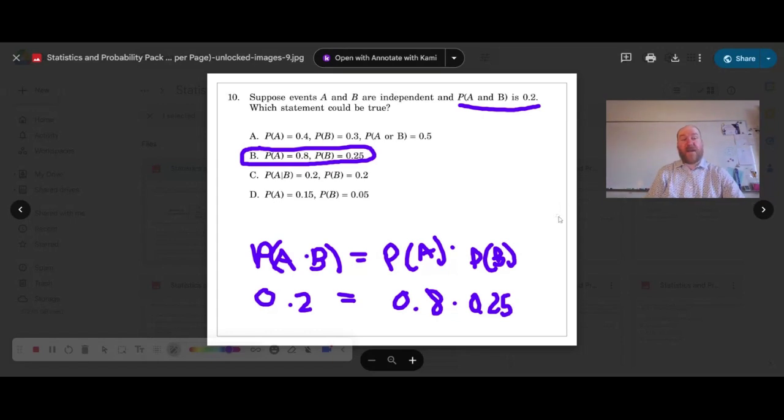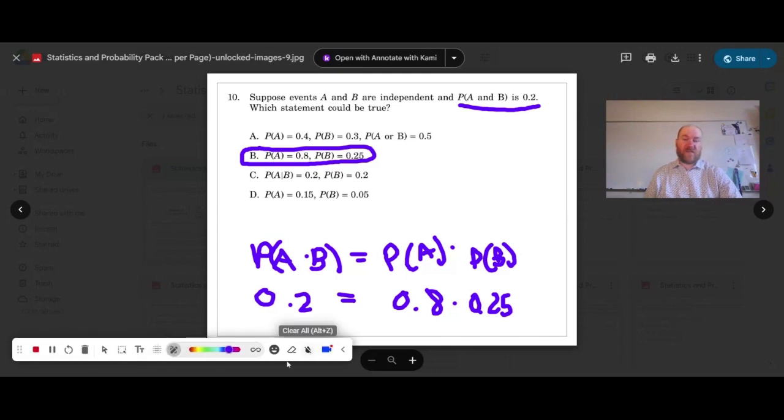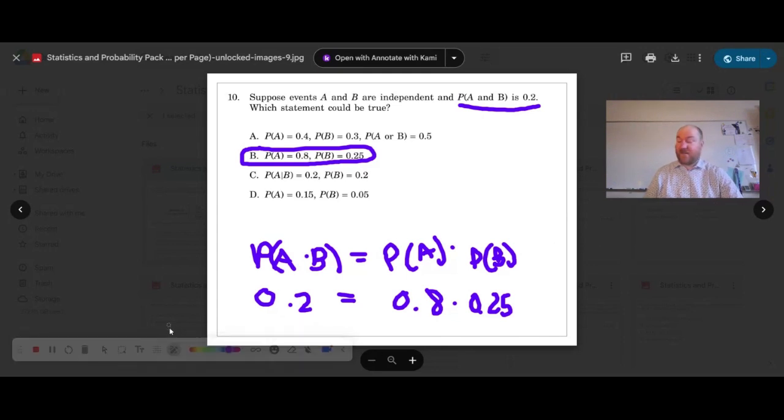So that's it for the packet. The first, second, and third page, skill 55, is all we did today. That was questions 1 through 10. That's all for today. Don't lose this packet. The next video is going to go through skill 56.